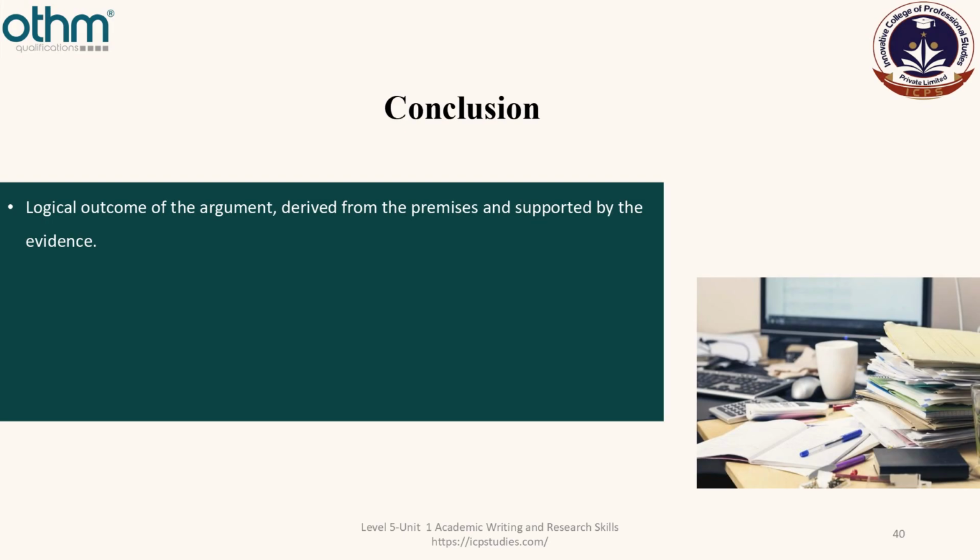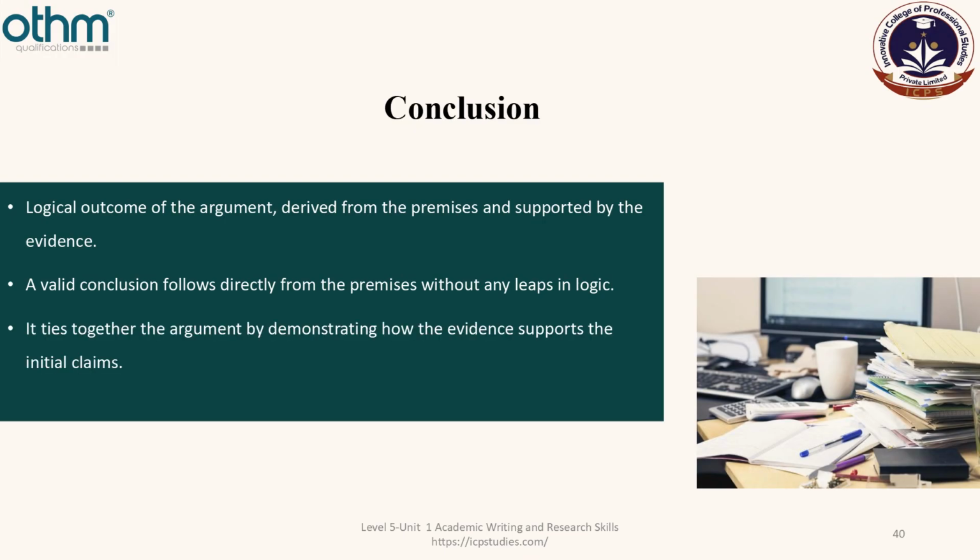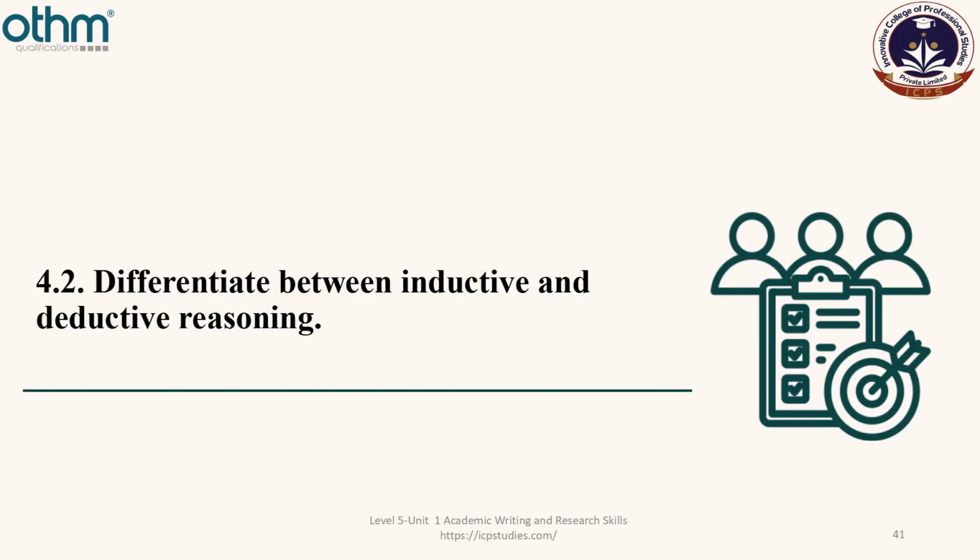A conclusion is the logical outcome of the argument derived from the premises and supported by the evidence. A valid conclusion always follows directly from the premises without any leaps in the logic. It ties together the argument by demonstrating how the evidence supports the initial claims. Now we have the second assessment criterion in which we would understand the difference between inductive and deductive reasoning.